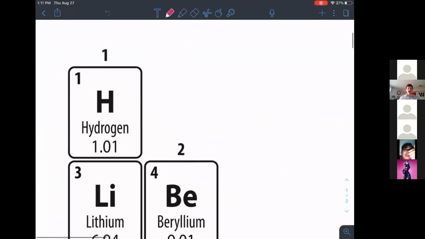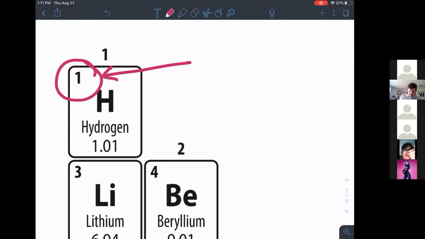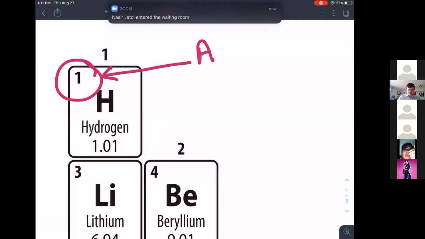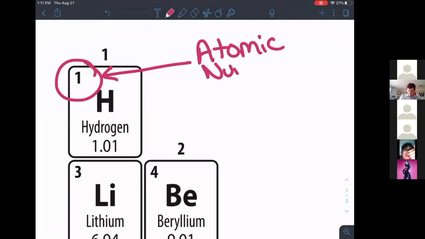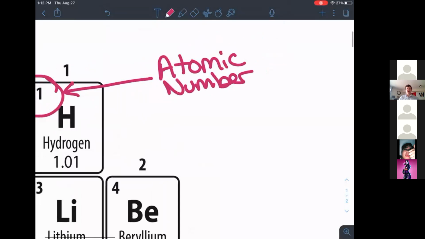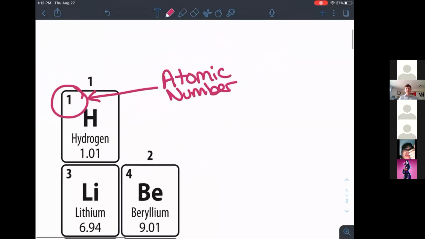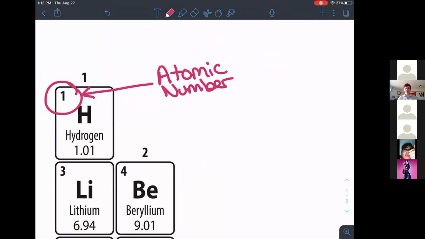We're going to start with hydrogen. First thing I want to know is, where's my atomic number for hydrogen? Top left. The top left, perfect. This right here is my atomic number. And do you guys remember what that atomic number told you? What information do you learn from the atomic number?